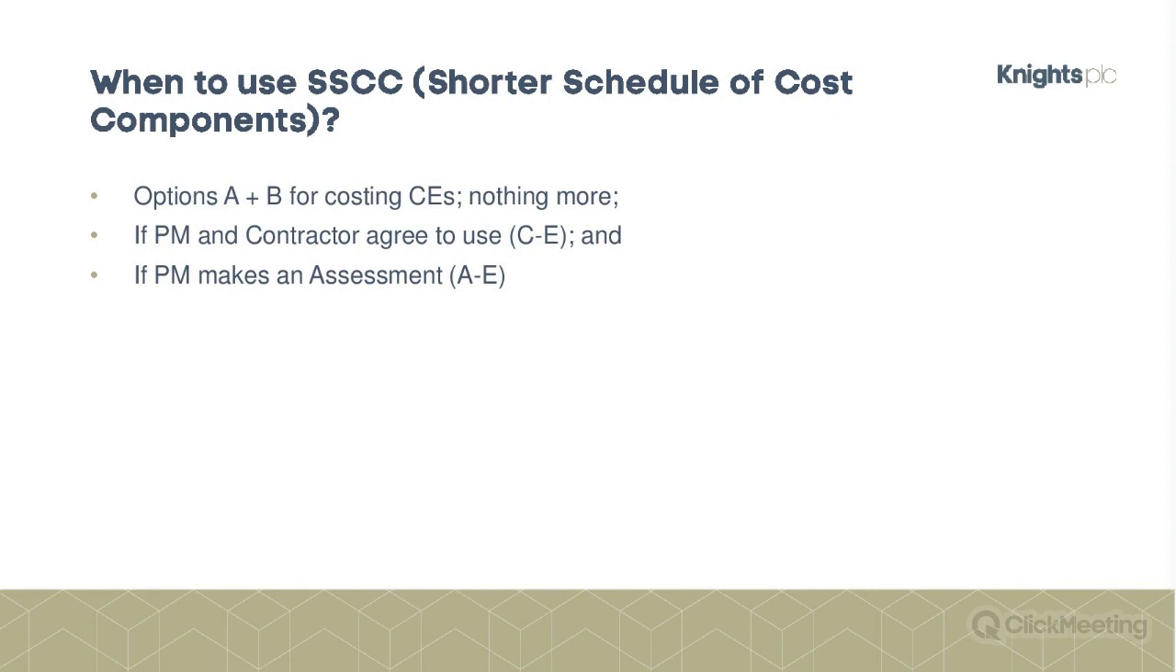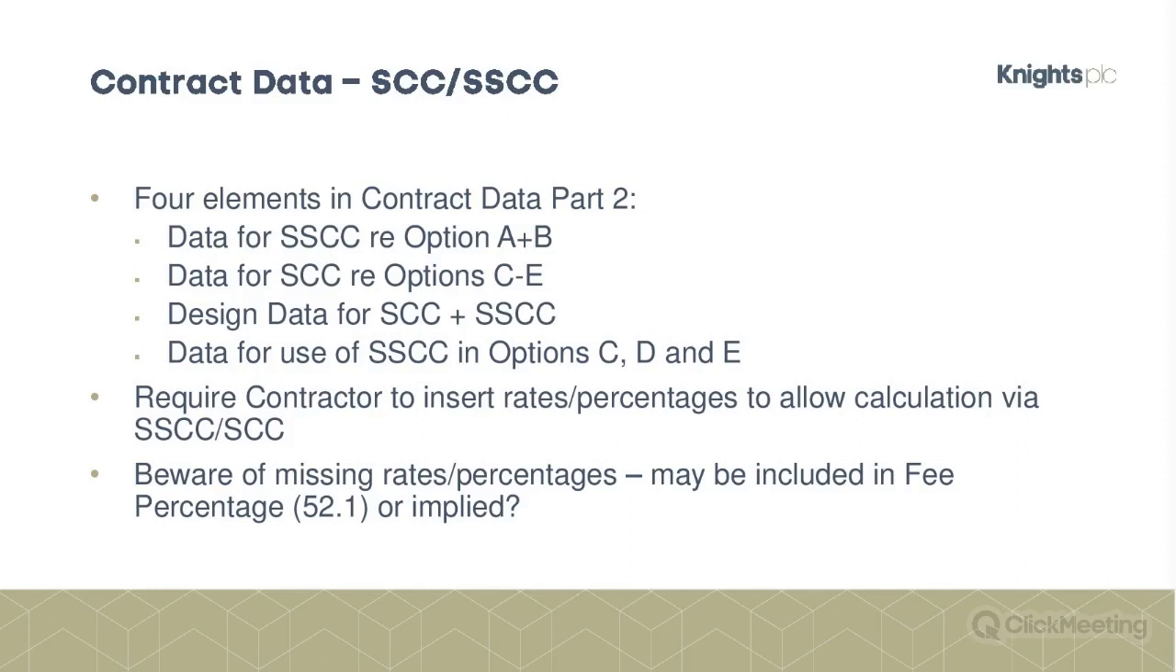Another instance when you can use the shorter schedule is if the project manager and the contractor both agree to use it for options C to E. And also if the project manager makes an assessment of a compensation event, then the project manager is entitled to use the shorter schedule of cost components. Which I must say I always think is a little bit unfair because it is a bit arbitrary, but that's what the contract says.